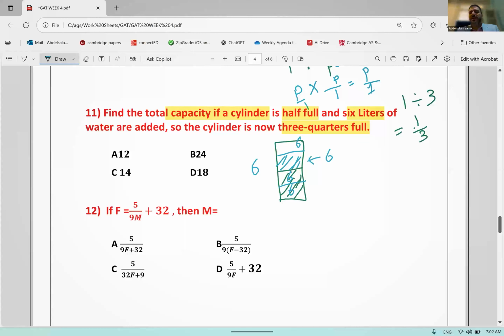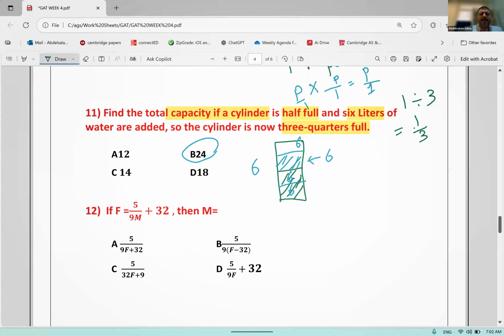But why, Mister, do you divide it into 4 quarters? Because I have quarters. If it's fifths, I will divide it into 5 equal parts or shares. If it's 3/8, I will divide it into 8 equal parts. So the total capacity will be 24. The total capacity will be 24. This is how to solve it quickly.